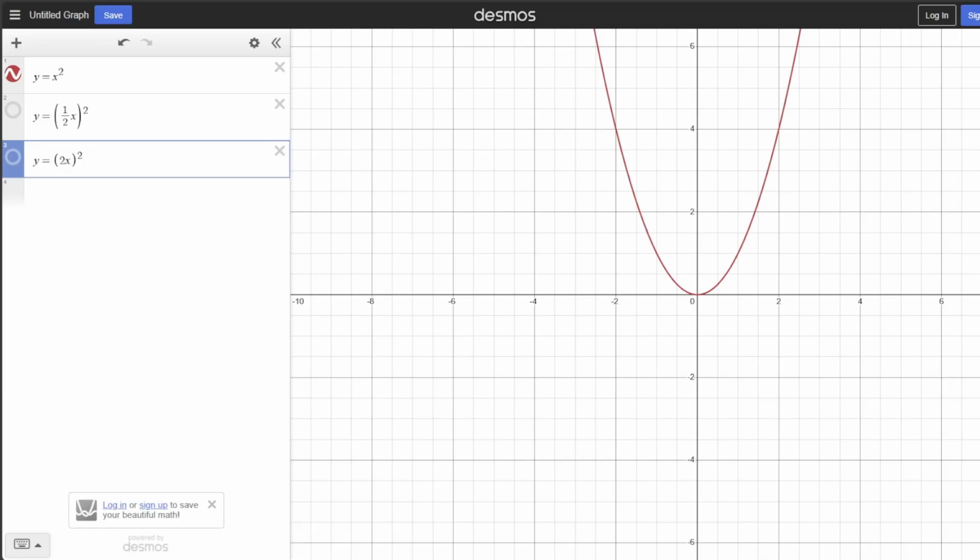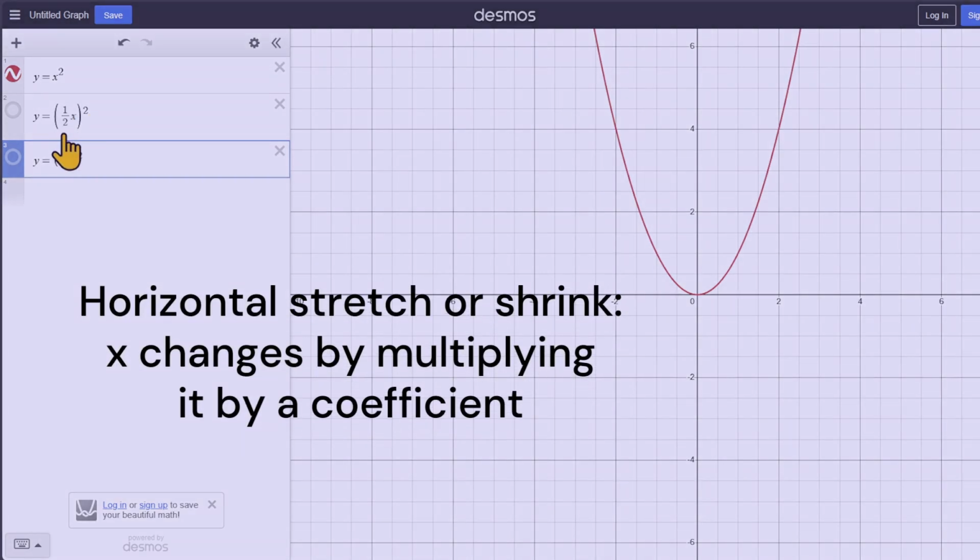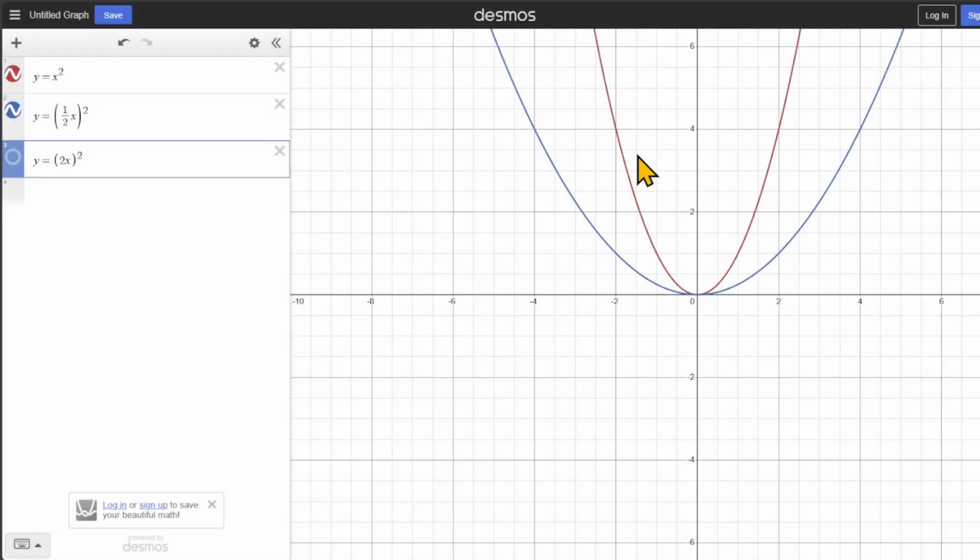Horizontal stretches and shrinks are when I'm using parentheses around the x. Let's take a look at what happens. So for the horizontal stretch, a has to be between 0 and 1. So I'll put this one up. The parent function is y equals x squared. When I change a to 1/2, let's pick a point on here. When x is 1, y is 1. Now I'm taking half of x, but it's going to be squared. So when x is 1, y is only a quarter, because when I square the 1/2, I get 1/4.